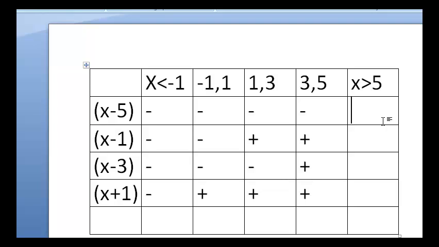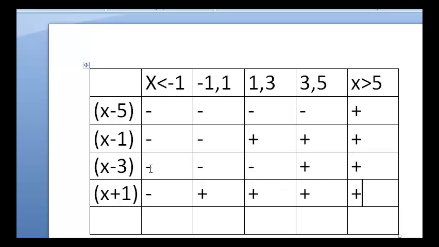Lastly, we're going to pick a number that is greater than 5. So let's go with 6. So 6 minus 5 is a positive number. 6 minus 1, positive number. 6 minus 3, positive number. 6 plus 1 is another positive number.